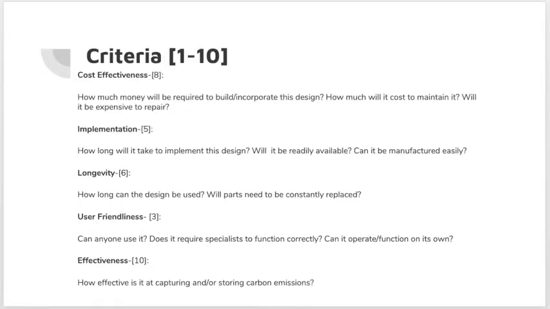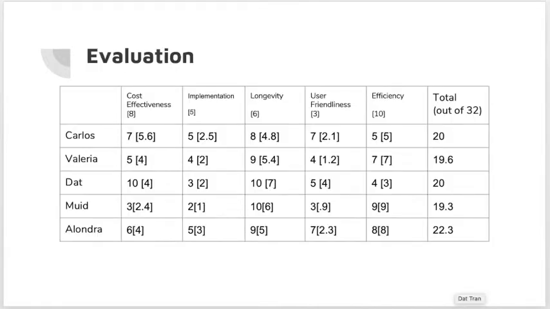And that's it. Those are our 5 designs for carbon sequestration. Each of them is very wonderful. So which one do we pick? We have our own value, called our own criteria. It's focused on cost effectiveness, implementation, longevity, user friendliness, and effectiveness. This table is how we evaluate each design.